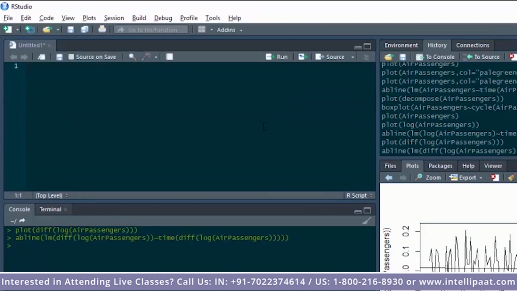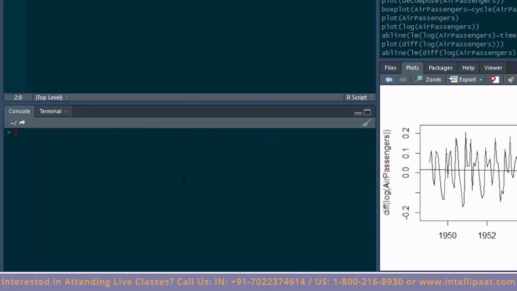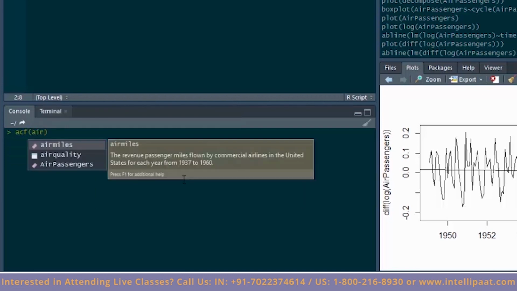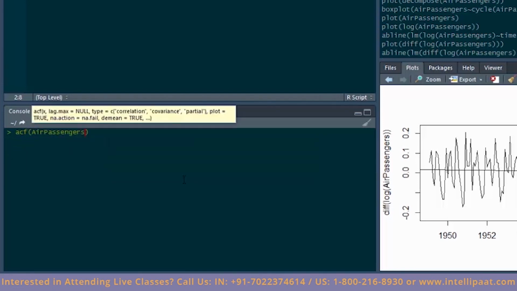So before we go ahead and build the ARIMA model, let's understand it properly. So it's ARIMA. Over here, AR stands for autoregression, I stands for integration, and MA stands for moving averages. And AR is denoted with P, I is denoted with D, and MA is denoted with Q. Now to find out the values of P and Q, we can use the ACF and the PACF functions. So I'll type ACF and let me give in the original data set first. So it'll be ACF of air passengers.